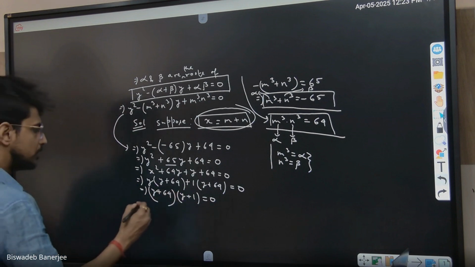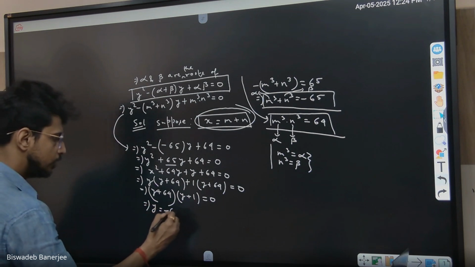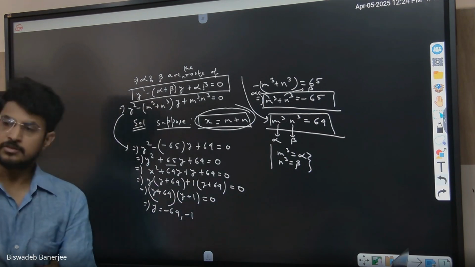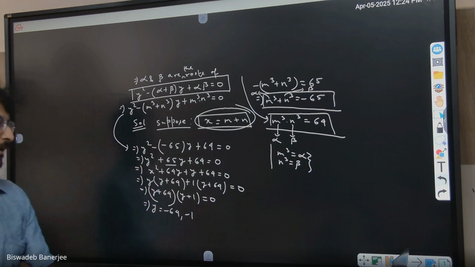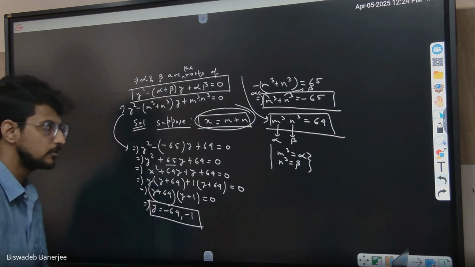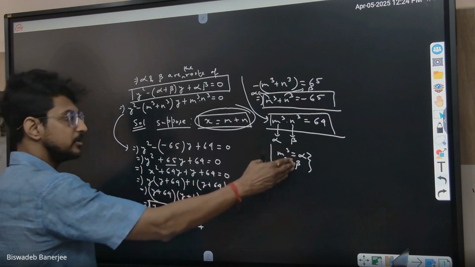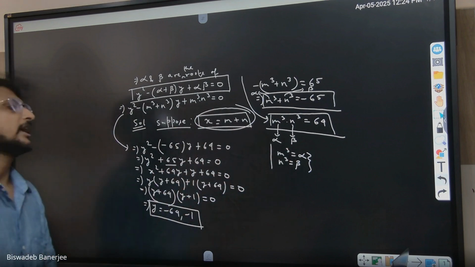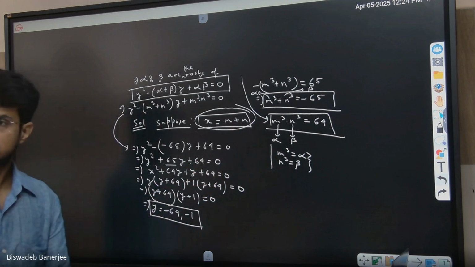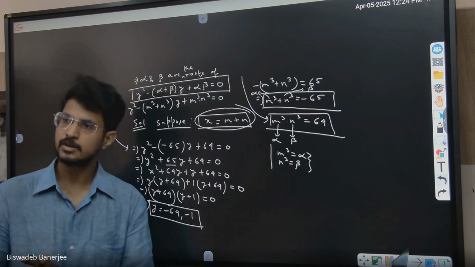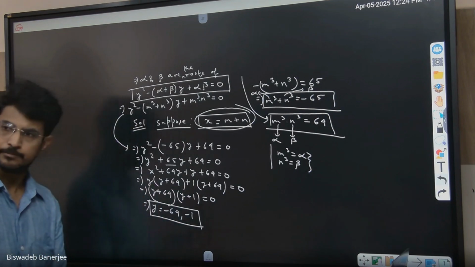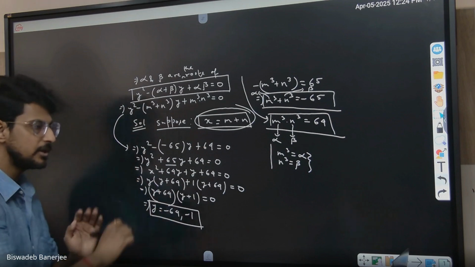So it gives you y equal to minus 64, y equal to minus 1. These are the roots of this equation. That means these are my alpha and beta, because we assumed alpha and beta are the roots. So the roots are minus 64 and minus 1. That means one of them is alpha and another is beta. Anyone can be alpha, anyone can be beta.